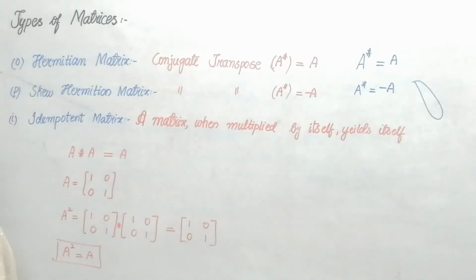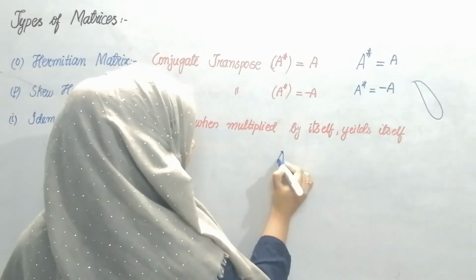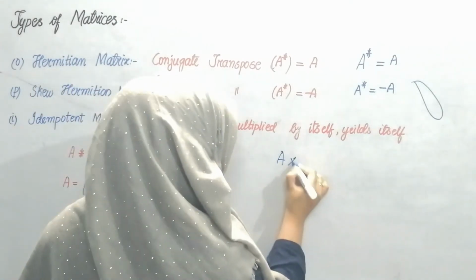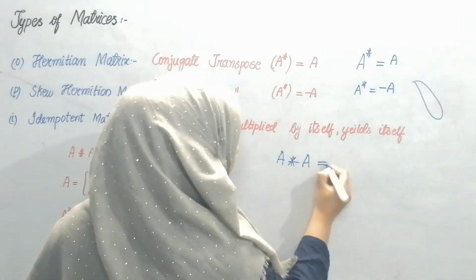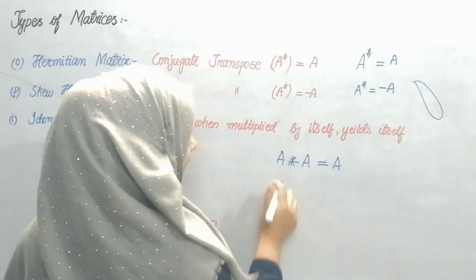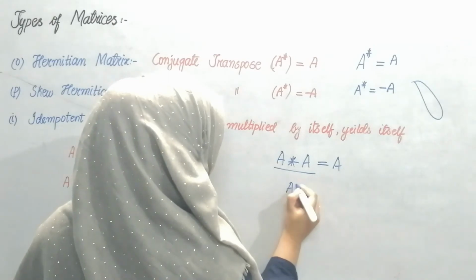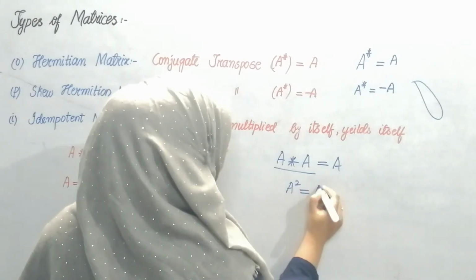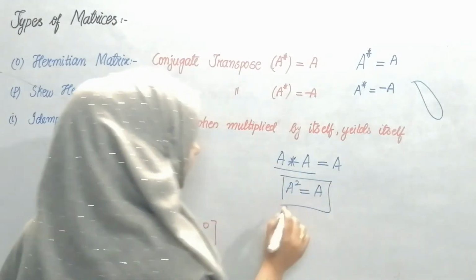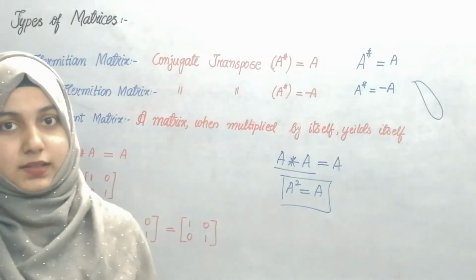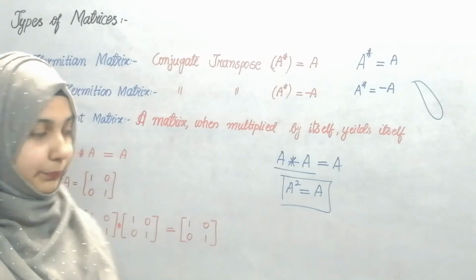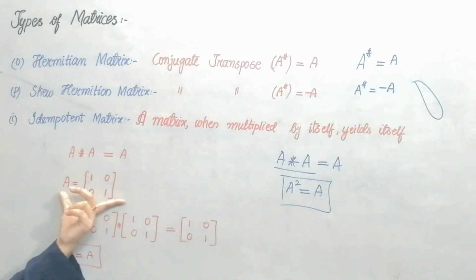Idempotent matrix: a matrix that, when multiplied by itself, yields itself. You can take any matrix. Suppose you have a matrix A. If you multiply that matrix with itself, what should you get? The original matrix. A into A is A square. So A square should be equal to A. When you multiply a matrix by itself, it should give you the same answer, the original matrix. Okay? For example, let's take this.